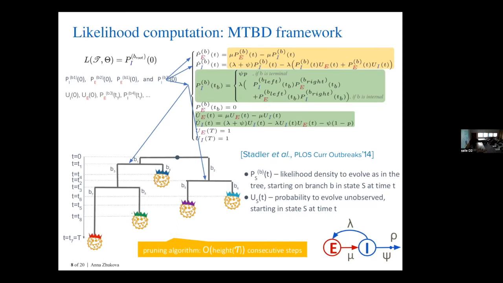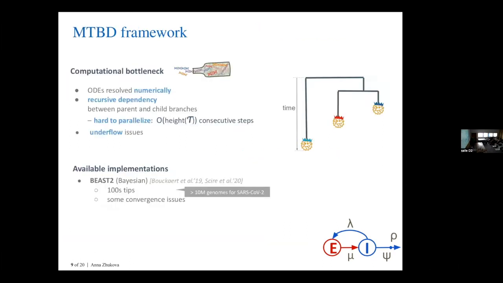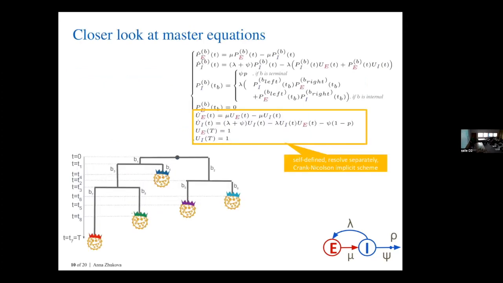So there are three main difficulties with these equations. We need to resolve them numerically. They're hard to parallelize because of the recursive dependency, and there might be underflows. And because of these difficulties, the current implementations, the Bayesian tool BEAST2, are only applicable to data sets of a modest size of several hundreds of tips, while, for example, for SARS-CoV-2, we have millions of sequences, and normally, with denser sampling, the estimates should improve. So it's a shame not to be able to use all this data. So we want to solve this problem.